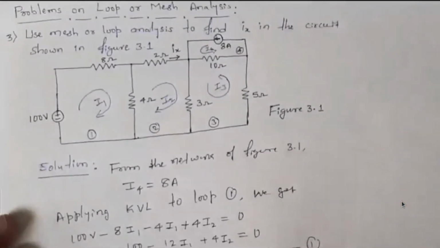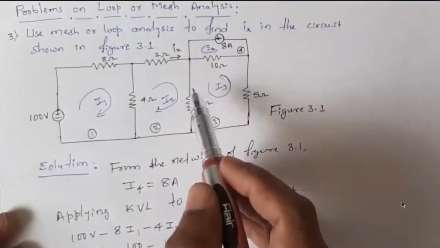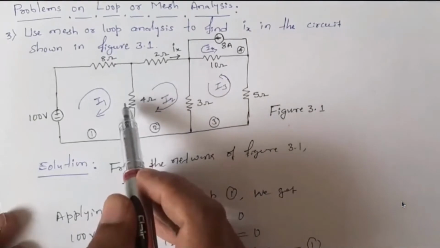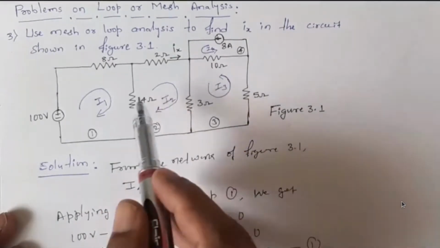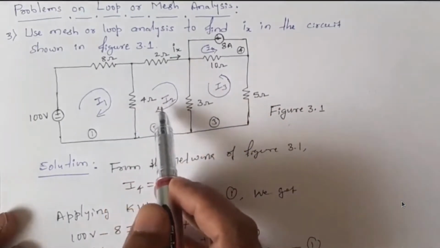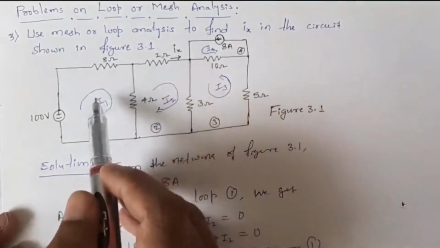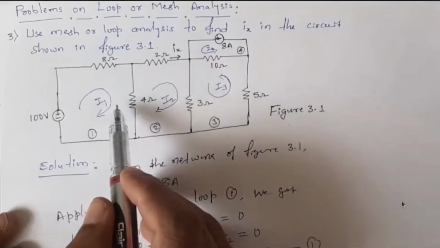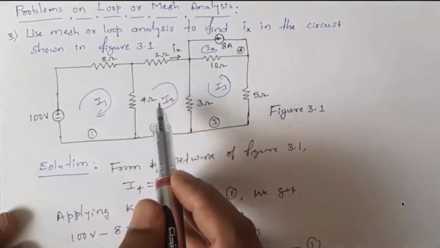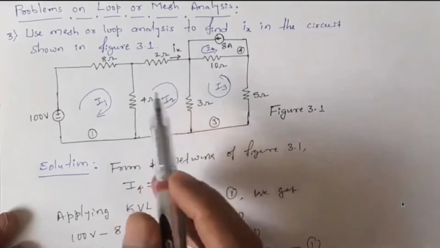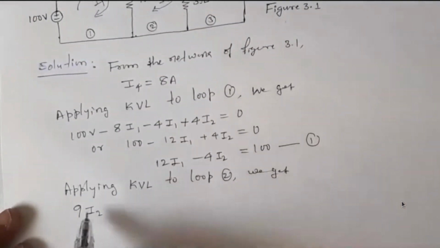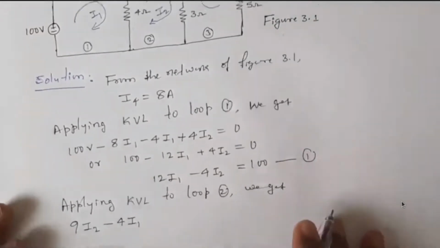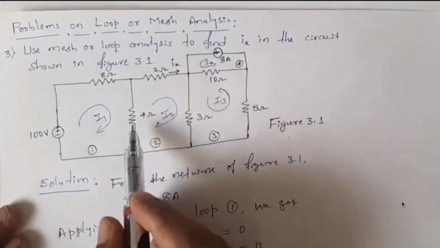And now, dear students, one more current will flow here, and that current is, if you see here, one current I1 and here one current I2. And look at this, here I2 is flowing from downward to upward, whereas here I1 is flowing from upward to downward. Obviously, the sign of I1 will be negative compared to this loop current. Because of that, after writing 9I2, here I'll write minus 4I1. And one more current is here.